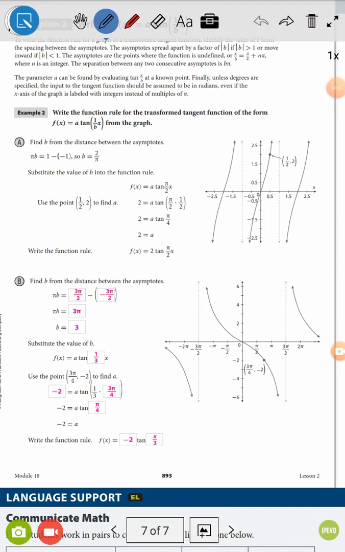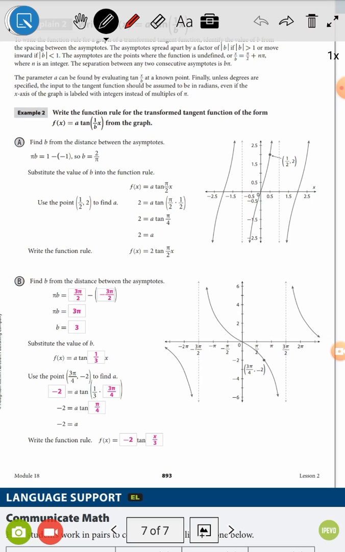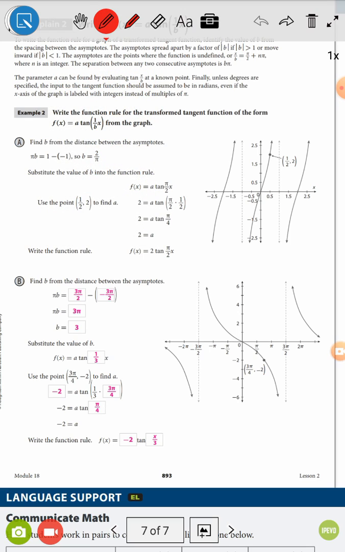Again, this is the second and last part of 18.2. We are going to explain how we write the equation if the graph is given, even though we already have the tangent equation. If we read the question, it says write the function rule for the transformed tangent function that has the form a multiplied by tan(1/b x). So my unknowns are a and b.